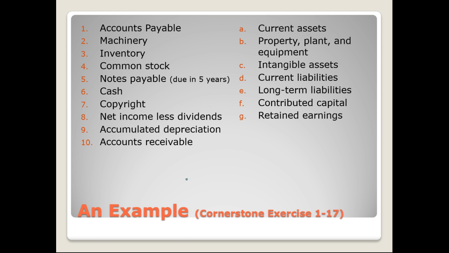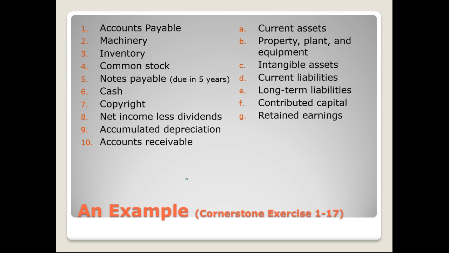Now let's just test ourselves. Let's look at cornerstone exercise on 117 in the end of your chapter. In the column on the left are a series of account names. In the column on the right are the categories that we could attach them to. So accounts payable, what kind of category of account is that?